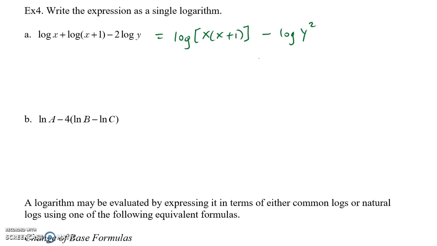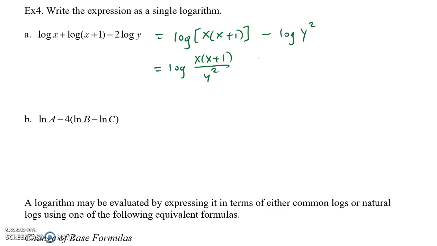So now we have 2 logarithms. We don't have anything in front of the logarithms. We have a difference, and recall that differences of logarithms are associated with logarithms of quotients. So this could then be written as log of x times x plus 1 over y squared.